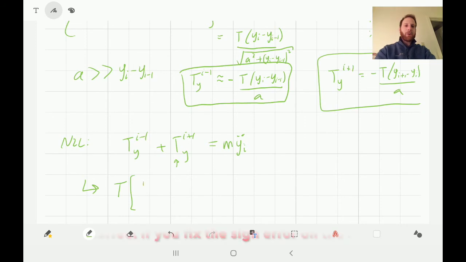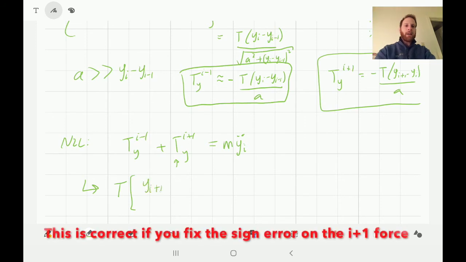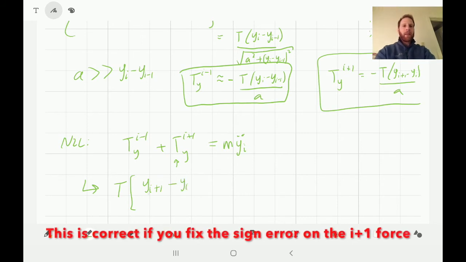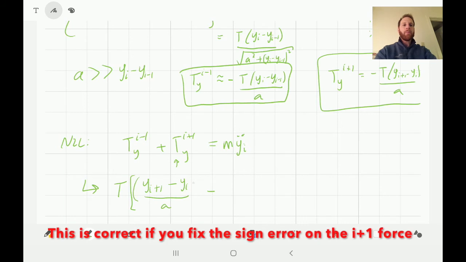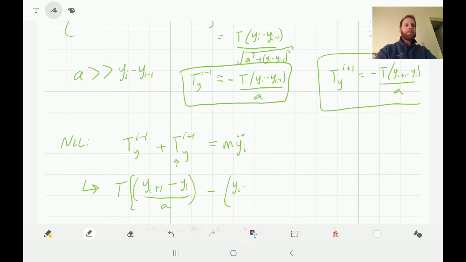If you notice, what you can do is put yi plus 1 to start, and then subtract off the yi and put that all over a. And then the next term, you can write it with a minus sign out front. I'll put parentheses around this and write this as yi minus yi minus 1. I'm writing this in a suggestive way. If you want to pause, you can verify that this is what you get when you add up those two forces.